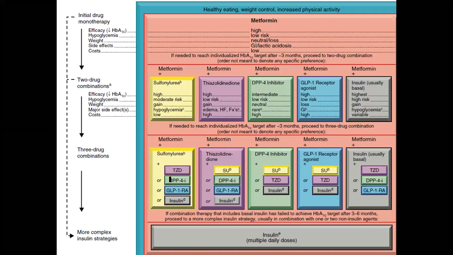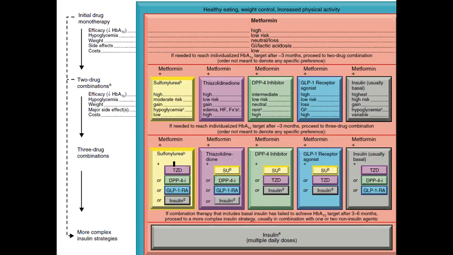Then lastly, this is the treatment algorithm of type 2 DM management. Initially, the front line in the management is lifestyle modification, like healthy eating, controlling our weight, and doing regular physical activity, then initiating metformin monotherapy. Then if we are not able to control the sugar level within 2 to 3 months, that is when you are going to consider combination therapy: metformin with sulfonylureas, thiazolidinedione, DPP-4 inhibitor, and so on, even with insulin.